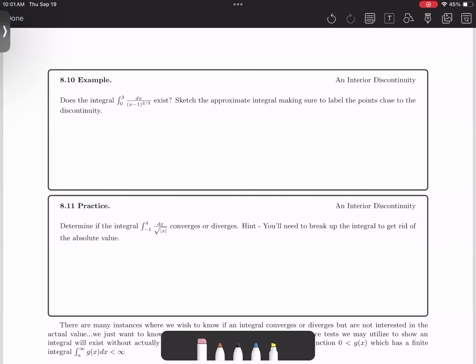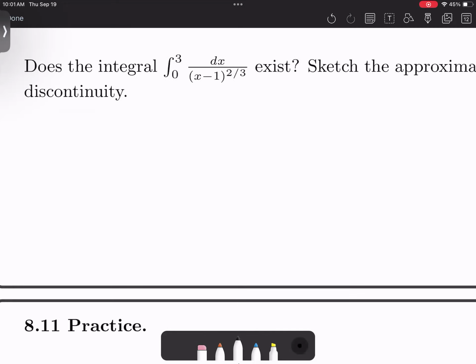Let's determine if this integral converges or diverges. So let's give ourselves a rough idea of what the function looks like. The function that we're trying to integrate here is 1 over (x minus 1) to the 2/3. So this function will have a vertical asymptote at 1.